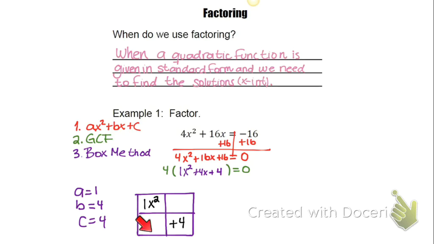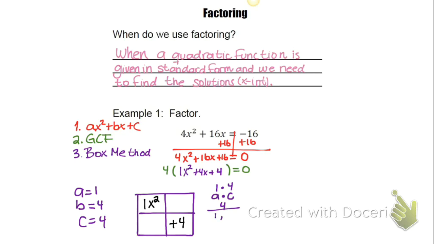Now we need to find the two numbers that when you add them together give you positive 4x. So this is how we're going to do it. We need to identify first what AC is. So we're going to take A and multiply that by C. We're going to take the number 1 and multiply it by 4, and that gives me 4. Now we need to write a list of the factors of 4.